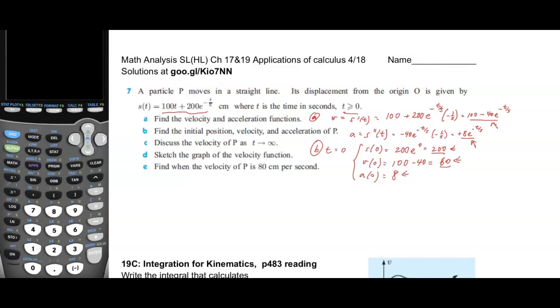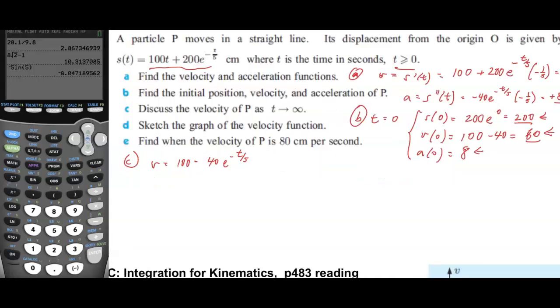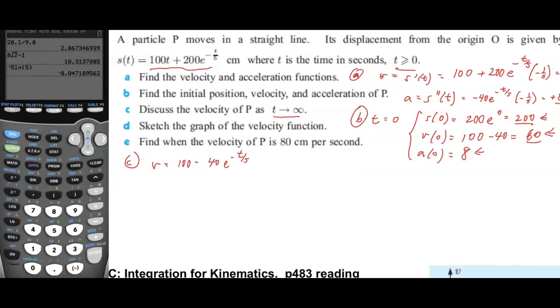Discuss the velocity of P as t approaches infinity. So let's look at the velocity function again. The velocity function is 100 minus 40 e to the negative t over 5. They want to know what happens to the velocity function as t approaches infinity. Notice that the infinity would happen here. E to the negative infinity is basically 1 over e to the infinity, or 1 over a big number. It would eventually approach 0, right? So basically what happens is this expression goes to 0, and what you're left with is 100. So the velocity would approach 100 as t approaches infinity.